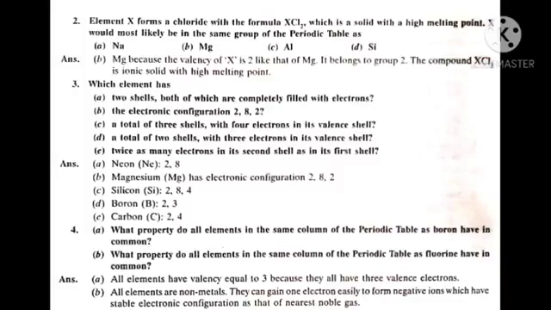Question number 4. A. What property do all elements in the same column of the periodic table as boron have in common? B. What property do all elements in the same column of the periodic table as fluorine have in common? Answer A. All elements have valency equal to 3 because they all have 3 valence electrons. B. All elements are nonmetals. They can gain 1 electron easily to form negative ions, which have stable electronic configuration as that of nearest noble gas.